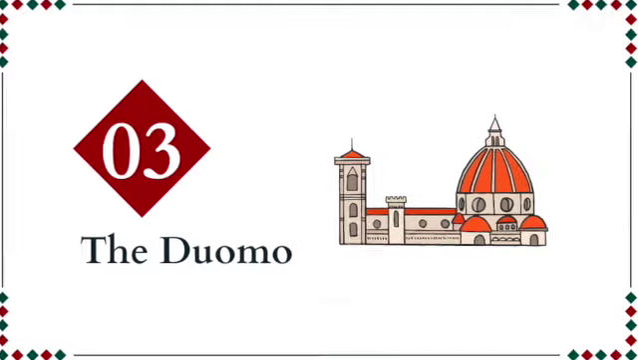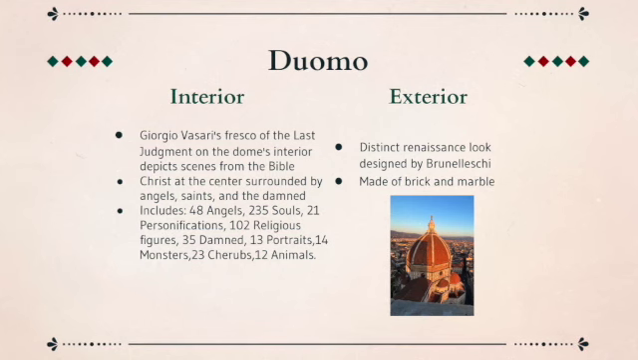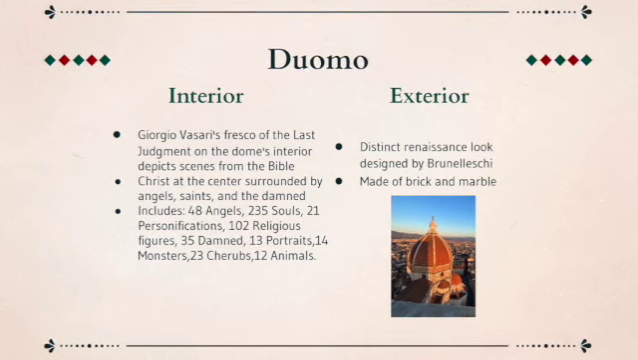So now let's talk about the best part, the Duomo. The Duomo is decorated with brick and marble from the exterior. It is really a marble to look at from the bottom, and even better to look at from the Campanile of Giotto.